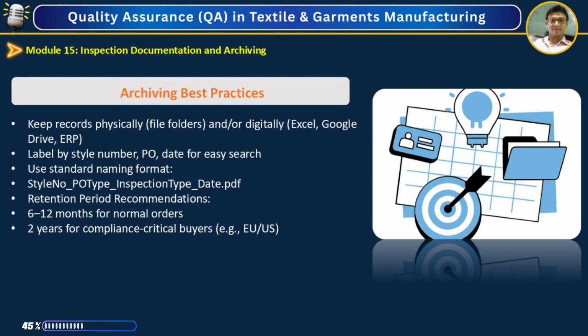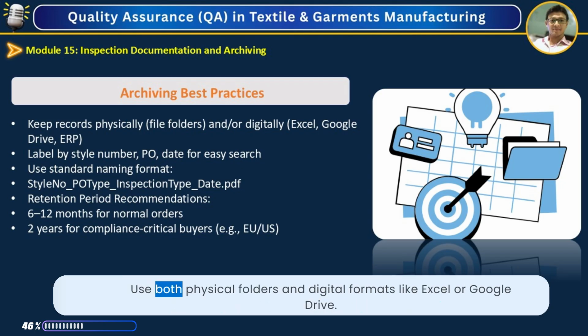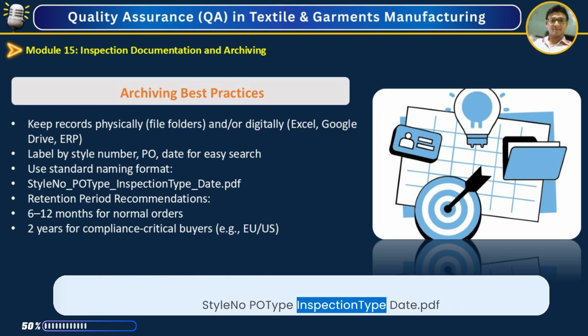Archiving best practices. Archiving is just as important as creating the report. Use both physical folders and digital formats like Excel or Google Drive. Always label documents clearly by style number, PO, and date. Use a standard naming format like Styleno PO type inspection type date.pdf.